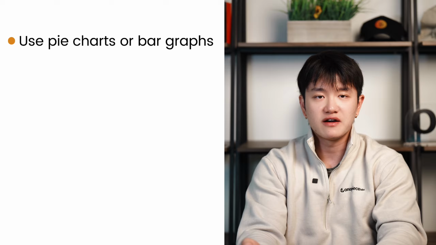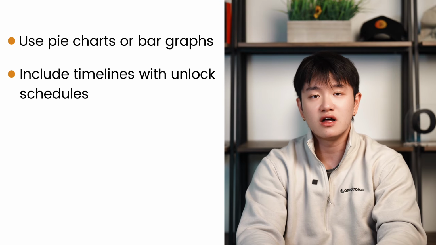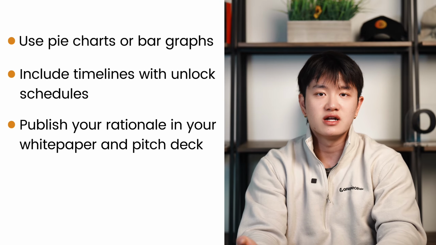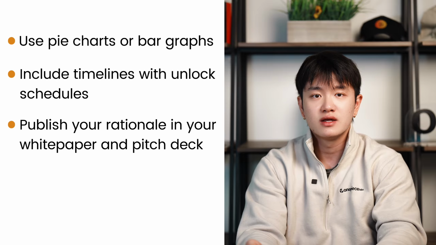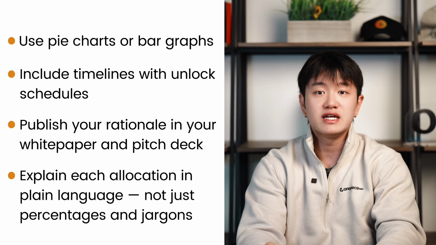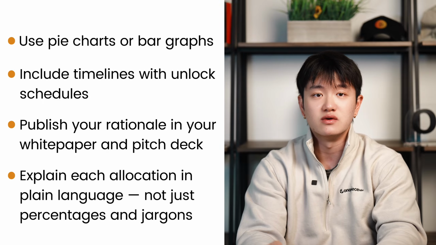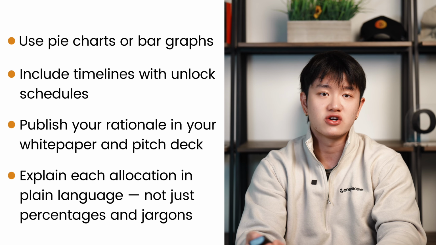Here's an important tip. Once you've built your model, you need to communicate it clearly. Use pie charts or bar graphs. Include timelines with unlock schedules. Publish your rationale in your white paper and pitch deck. And most importantly, explain each allocation in plain language, not just percentages and jargon. Remember, transparency builds trust for your community, from investors, and even from regulators.